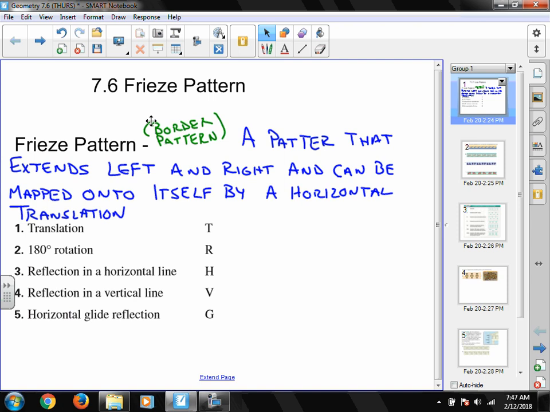One that will occur in every problem is going to be translation. We are going to be repeating the same thing over and over, and so we've got to slide it over to get to the next spot in our pattern. So that one will occur in every single one of your answers. If you're missing T, then make sure you get that in there.